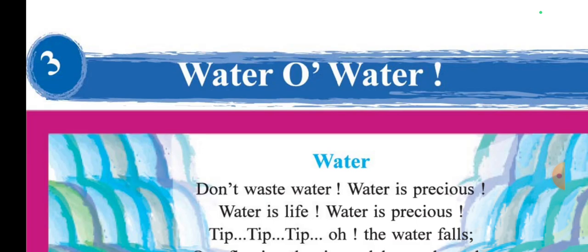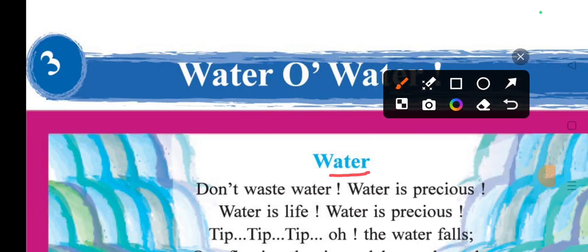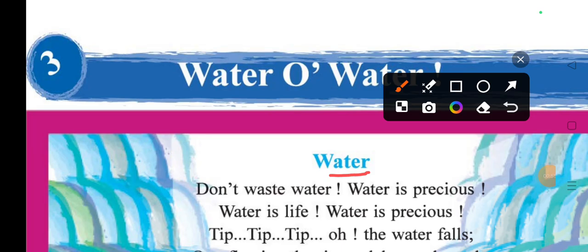Okay, let's start reading. Children, this chapter starts with a poem and the title of this poem is Water. So let's start reading. Don't waste water. Water is precious. Water is life. Water is precious. Yes, children. Here the poet is saying that don't waste water. Water is precious. Precious means costly.